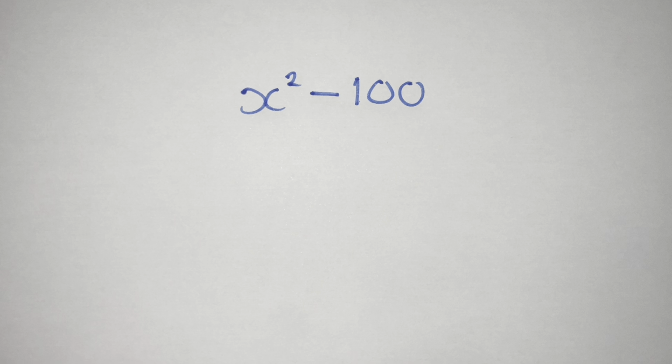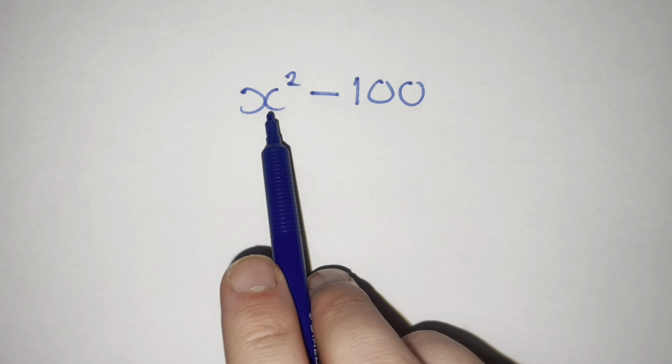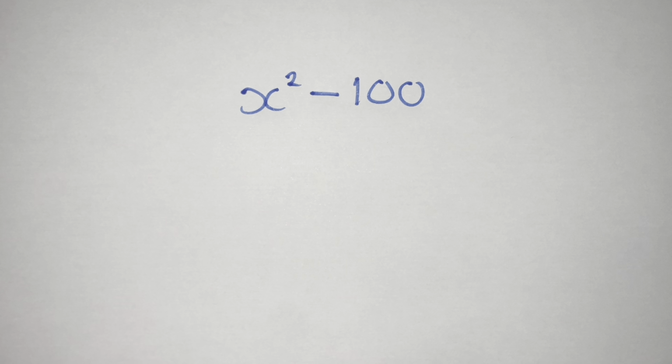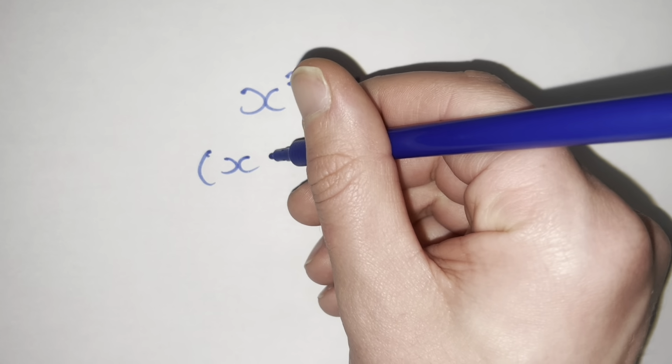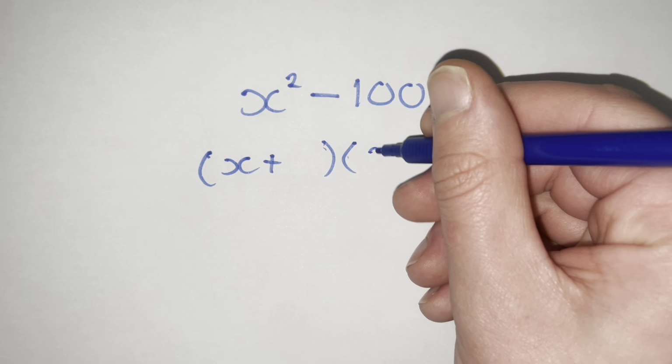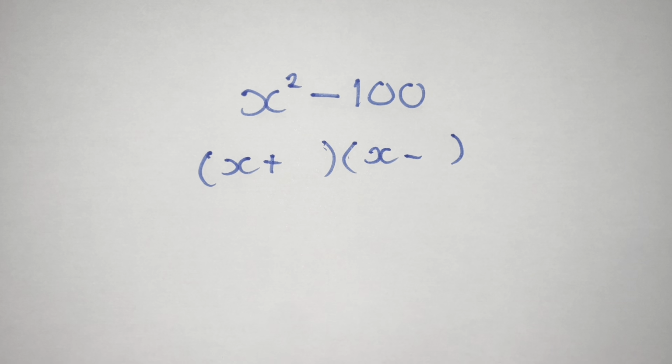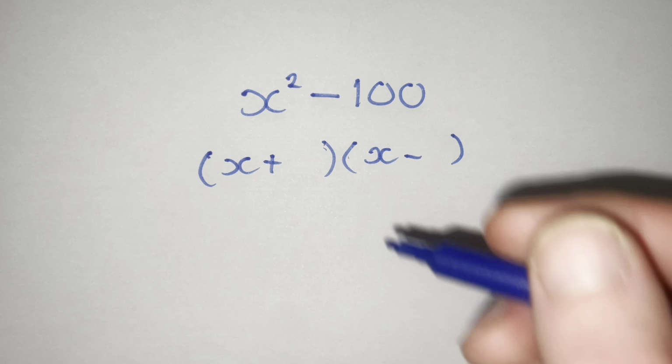Let's look at one last example. This time we have x squared minus 100. Again, we've got our x squared, subtract some square number. So we can write this as x plus something, x minus something. And the number that goes in these two gaps is the square root of 100, which is 10.